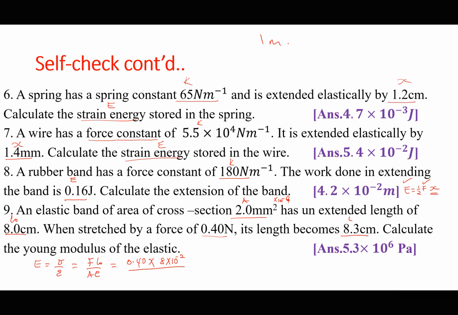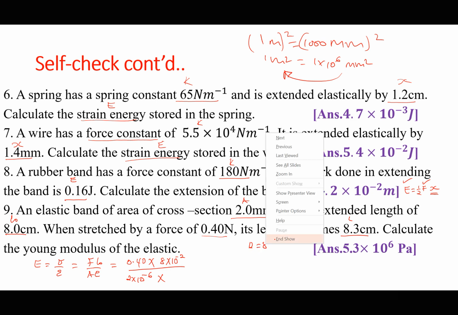Remember, 1 meter is 1,000 millimeters. So that means 1 meter squared is 1,000 millimeters also squared. So that means 1 meter squared is equal to 1 times 10 to the power of 6 millimeters squared. So if we move from millimeters back to meters, it will be power negative 6. So this will be 2 times 10 to the power of minus 6. Then times the extension. To find the extension, we get the original length.